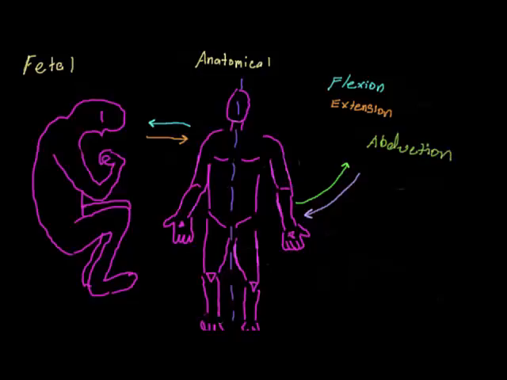So again, this is when a limb is moving in this frontal plane, the plane that divides the front from the back, and it is moving away from this midline of the body. That is abduction. And its opposite motion, anything moving back towards the body, is going to be adduction. So abduction and then adduction.